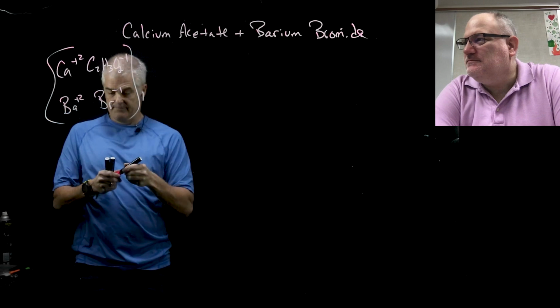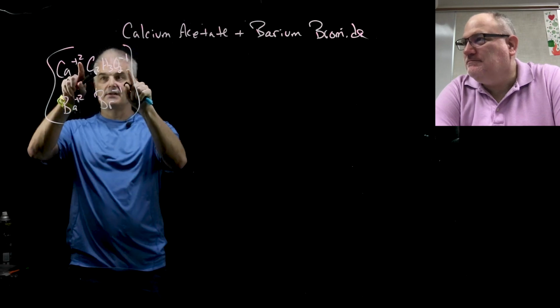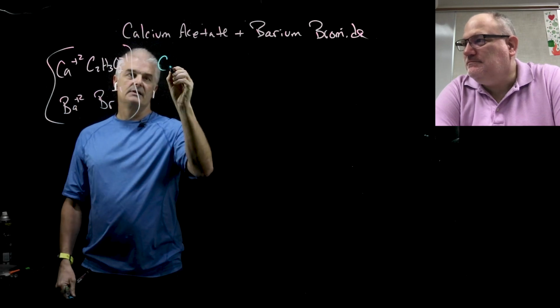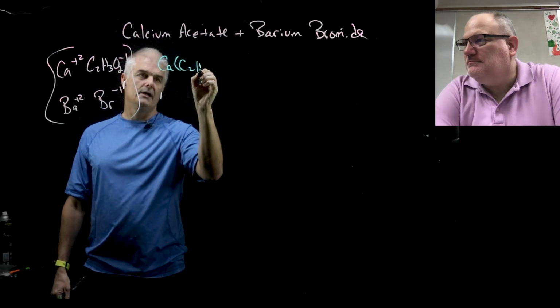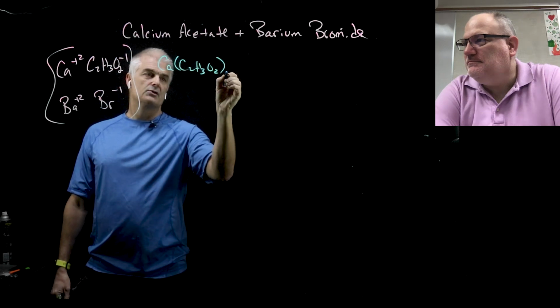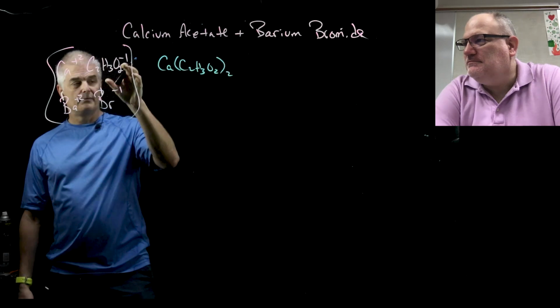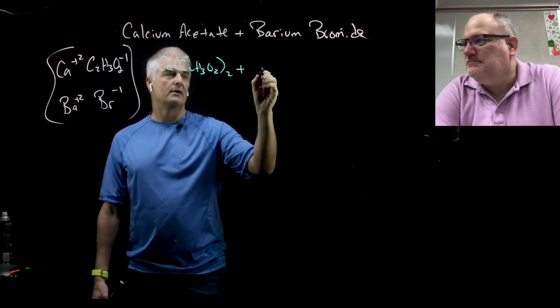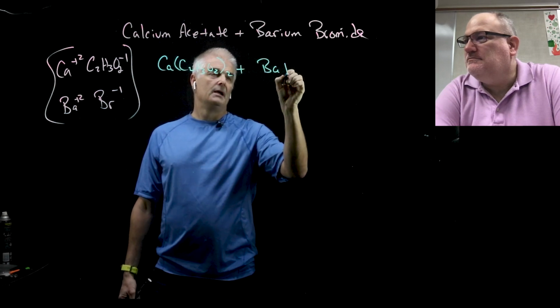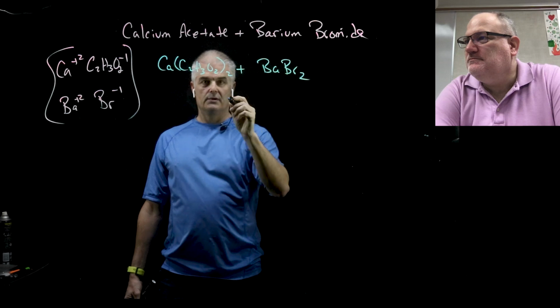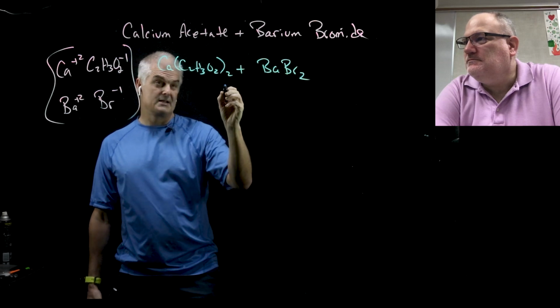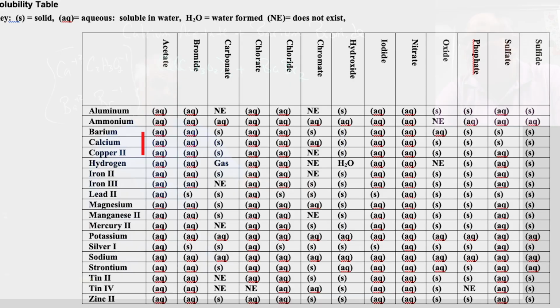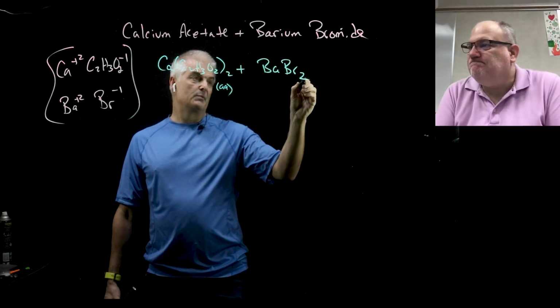So I'm going to put them together. Calcium acetate, +2, -1. So that's Ca(C2H3O2)2, so C2H3O2 negative, but 2 of them because of that. And that's going to react with barium bromide. That's BaBr2. Now we look at this one and this one. What do we get? These are from the table right here. Yeah, they're both aqueous. If you take a look, they're both aqueous. Good.